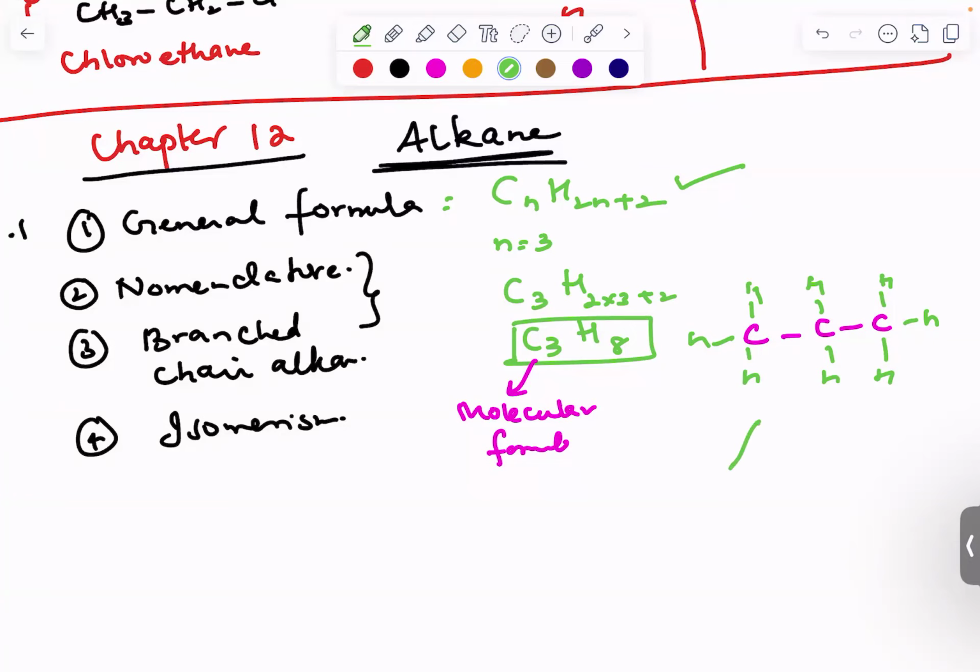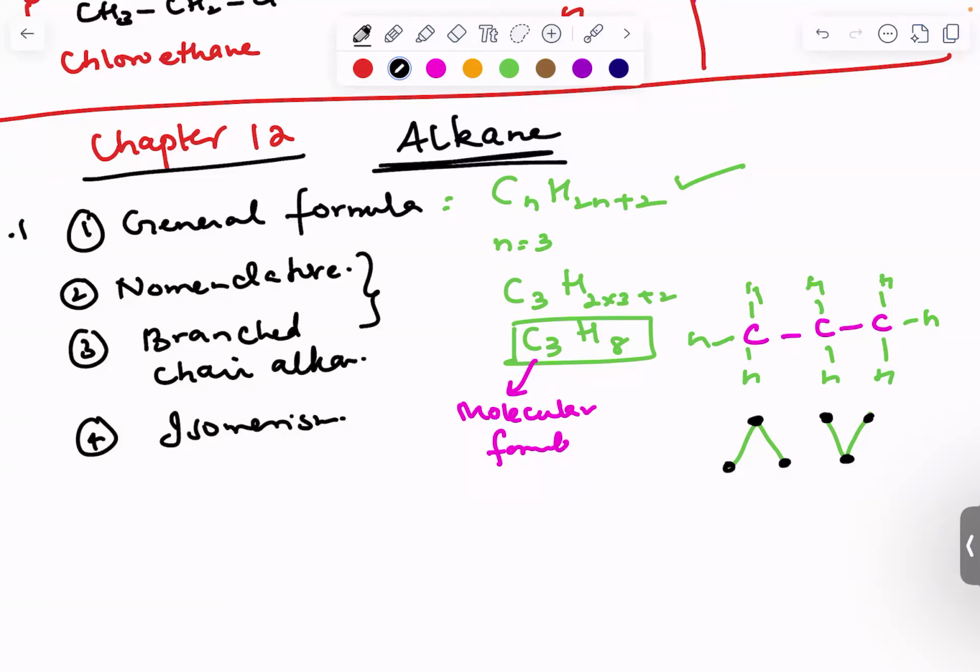Yeah, inverted V or proper V. All right. So this is, look, this is 1, 2, 3, or 1, 2, 3. So this is the skeletal formula representation of propane. Is it clear? Yeah.